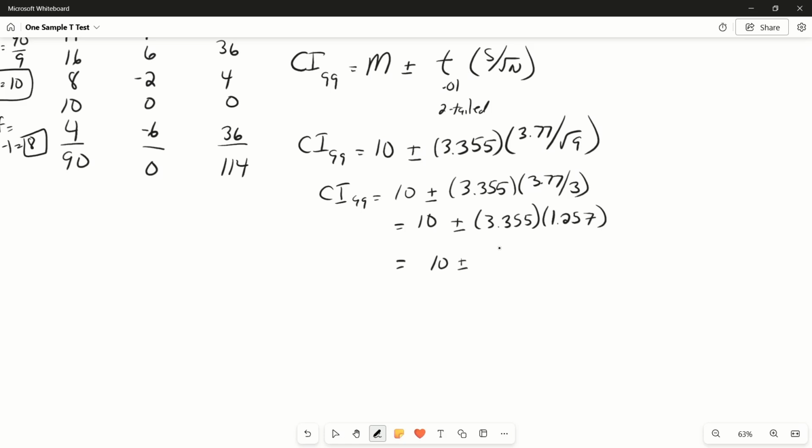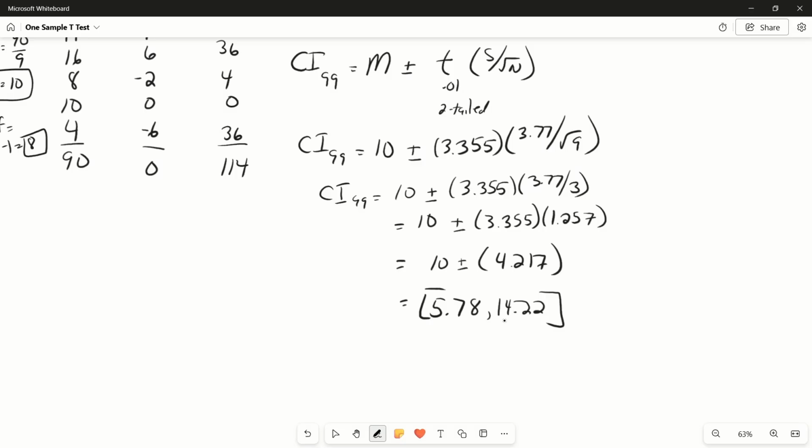10 plus or minus this product, which becomes 4.217. And then the lower boundary, 10 minus 4.217, is 5.78 rounded. And 10 plus this is 14.22 rounded. There's my 99% confidence interval.